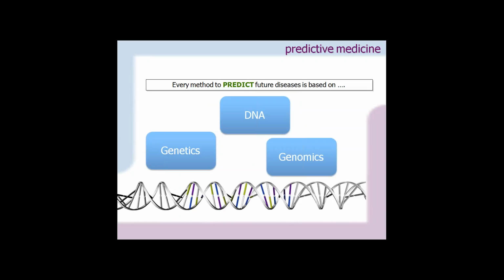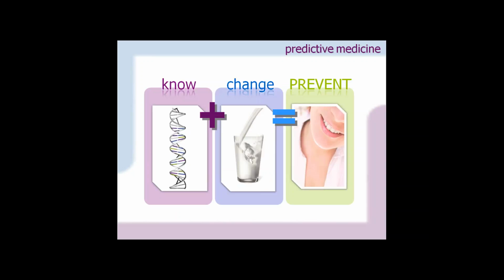Every method of predicting future diseases is based on genetics, genomics, and DNA studies. The more we know about the information contained in the genetic background of the patient, the better we can adapt the environment and then prevent the disease. So, know, change, prevent is the basis of predictive medicine.